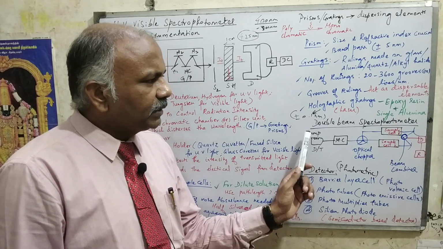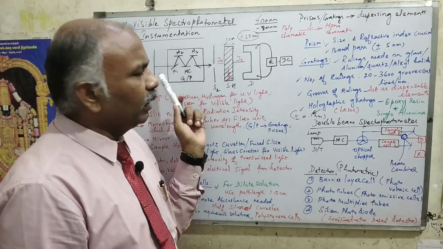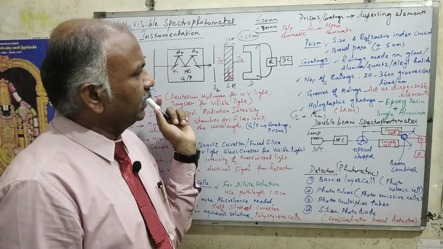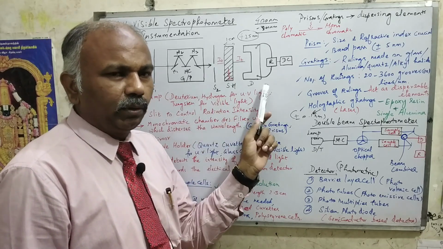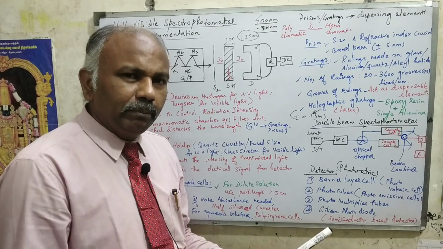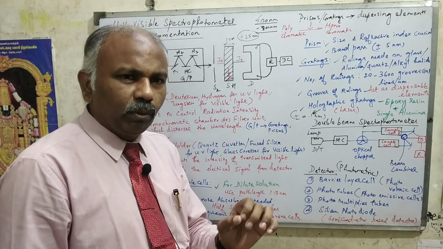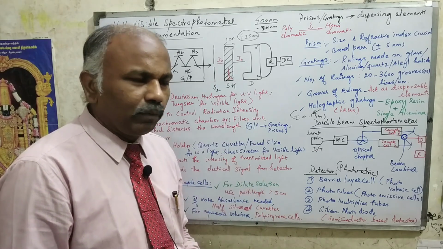Now coming to the double beam spectrophotometer. Single beam spectrophotometer means only one beam. This is an instrumental component of a single beam spectrophotometer. Whereas in case of a double beam spectrophotometer, there is a double beam. Beam in the sense the light radiation will be divided into 2 equal halves. That is called a double beam spectrophotometer.